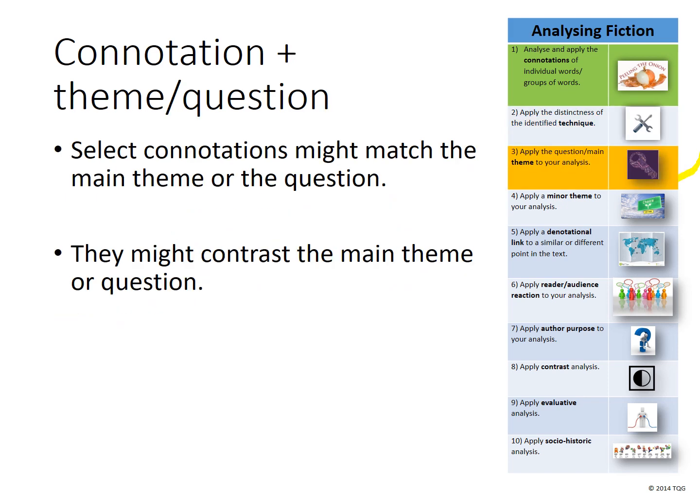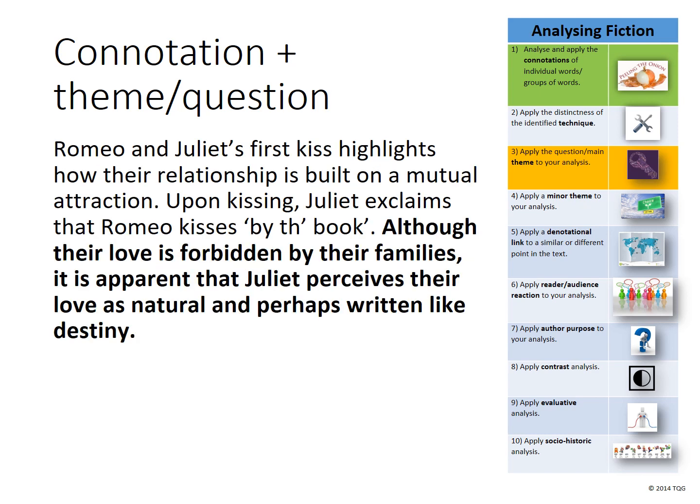The next type of analysis that we will look at relates to the main theme. You need to select connotations that might match the main theme of the question. They might contrast the main theme or question as well. So, although their love is forbidden by their families, it is apparent that Juliet perceives their love as natural and perhaps written like destiny. So the connotations of writing as having authority, destiny is pre-written, are the connotations that link now to that main theme.